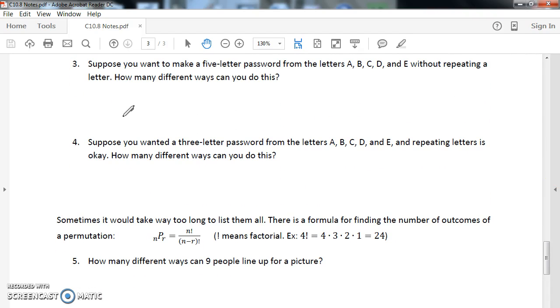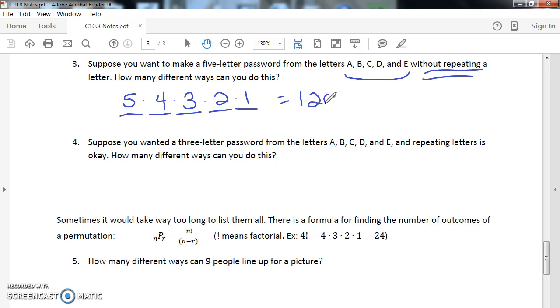Suppose we want to make a 5-letter password. So let's give ourselves 5 letters, or 5 spaces here. We're going to choose from the letters A, B, C, D, and E, and we do not want to repeat a letter. That means we have 5 options for our first, only 4 left for our second, 3 for our third, 2 for our fourth, and 1 remaining for our last letter. And this would be, it looks like, 120 options.